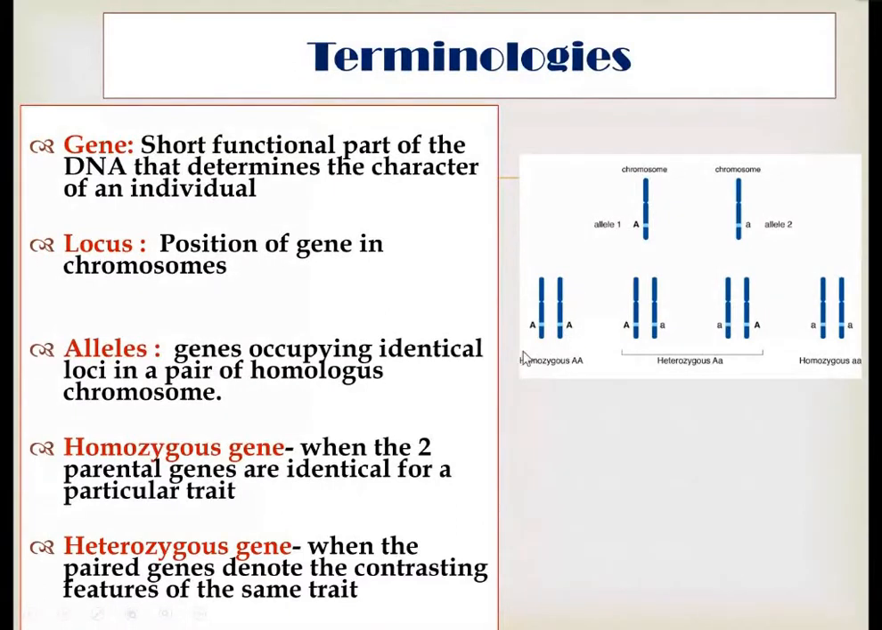Now consider the homozygous gene. In this homozygous gene, these are occupying the identical position. So this is known as the alleles. This capital A and capital A is known as the alleles. Is it clear to you?